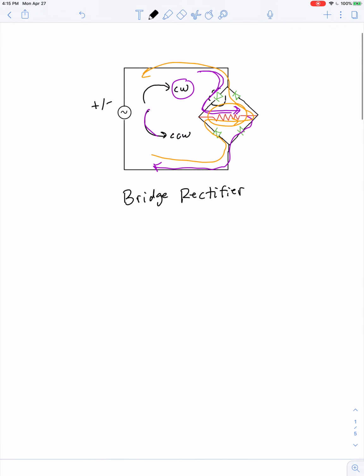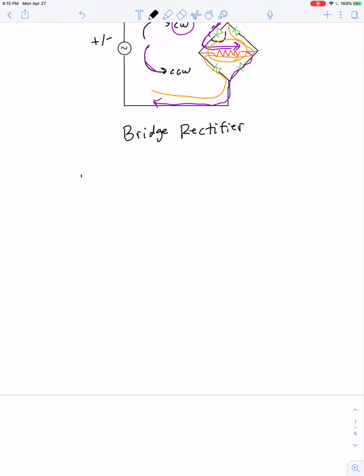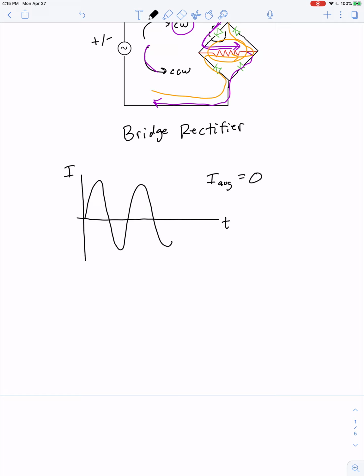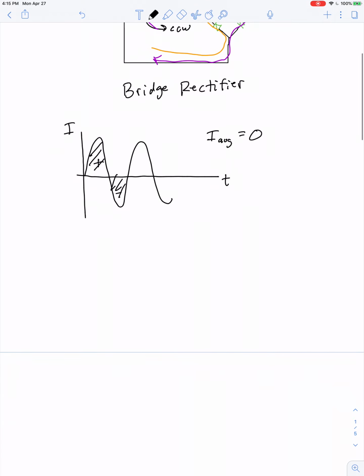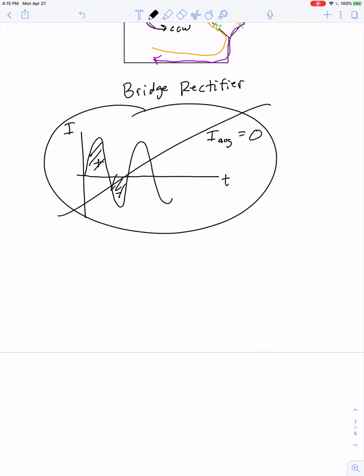Without the bridge rectifier in place, if a generator sends current directly through a resistor, then we know that current is going to alternate sinusoidally. The graph of current versus time would look like this, and we ask, what's the average value? Well, it's equal to 0. There's just as much positive as there is negative. But with the rectified circuit, the current doesn't graph like this. The current looks like this.